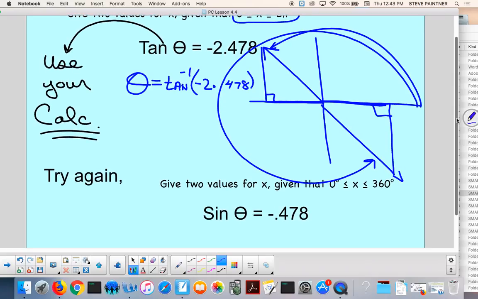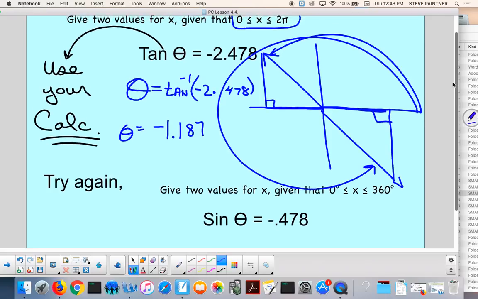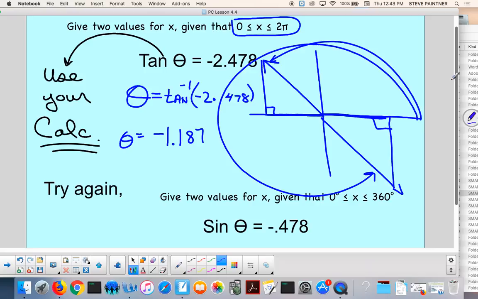What'd you get for this one? Negative 1 point what? 187. Okay. All right, so here's the deal. Did you see what they wanted their answer in? Didn't they want it in radians? Okay, Paul, stay with me. They want it in radians, so I don't know what you did. Did you leave your calculator in radians or in degrees? Because if you left it in degrees, you're going to get the answer in degrees. Well, this is not degrees. This is radians.